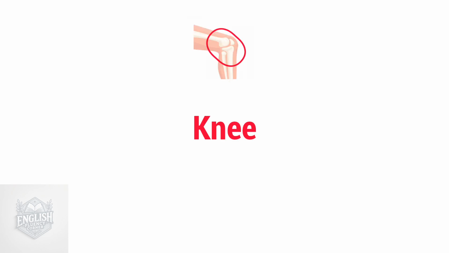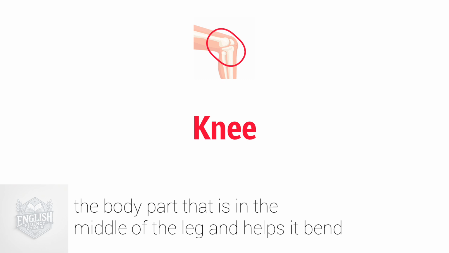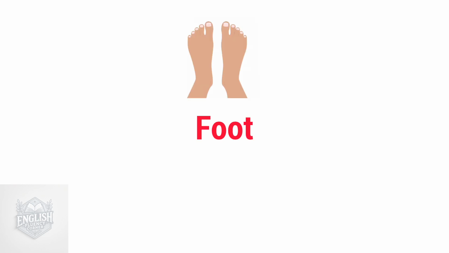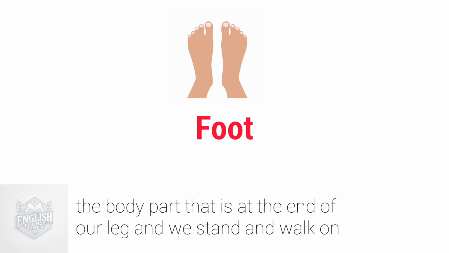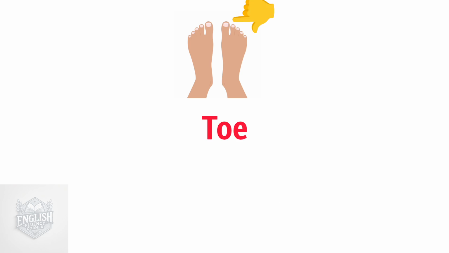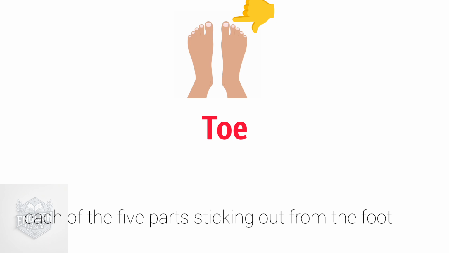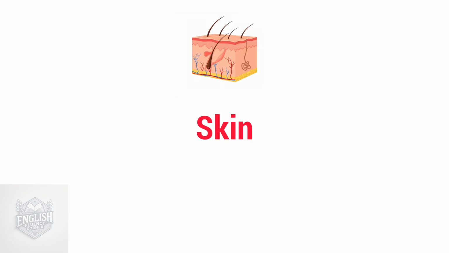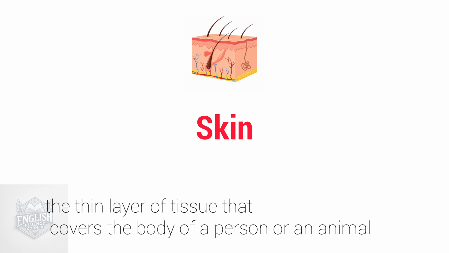Knee. The body part that is in the middle of the leg and helps it bend. Foot. The body part that is at the end of our leg and we stand and walk on. Toe. Each of the 5 parts sticking out from the foot. Skin. The thin layer of tissue that covers the body of a person or an animal.